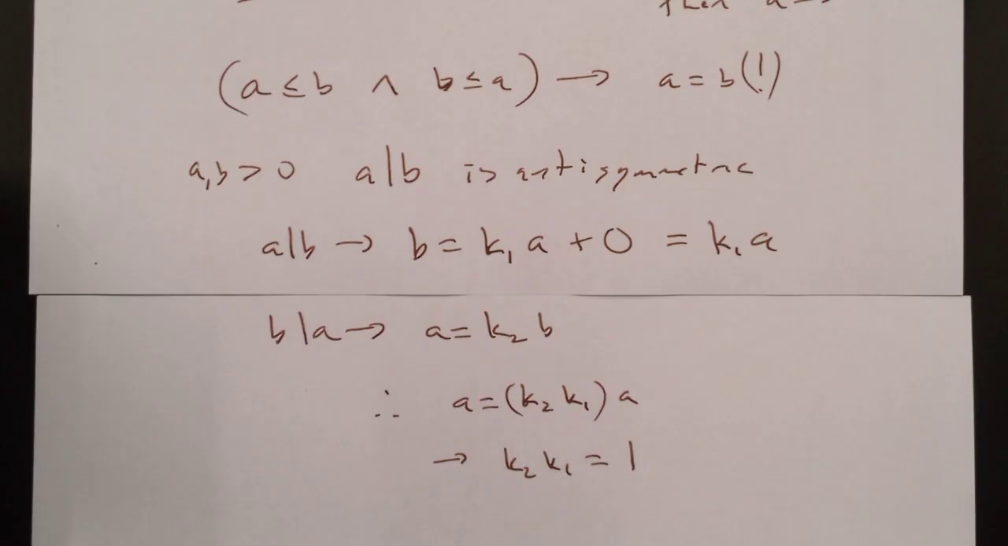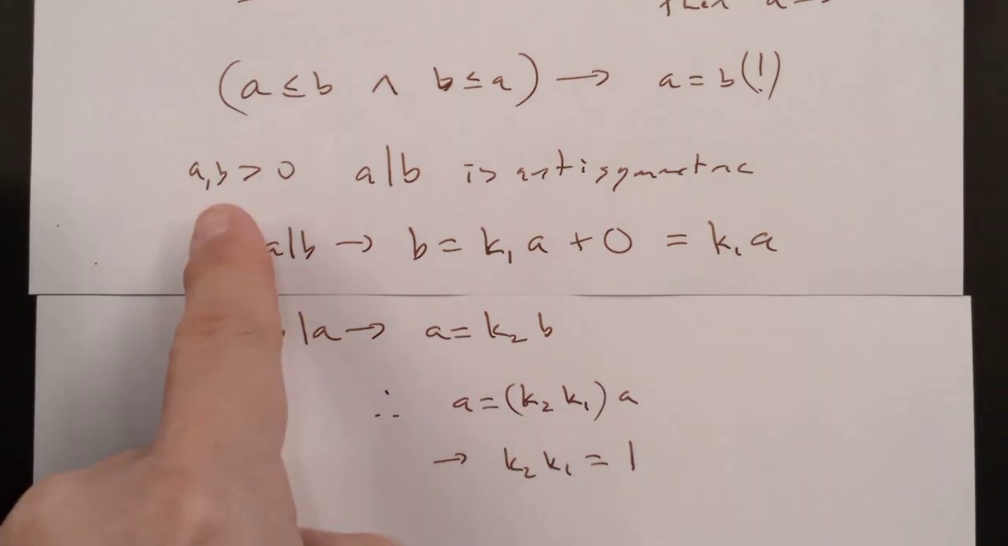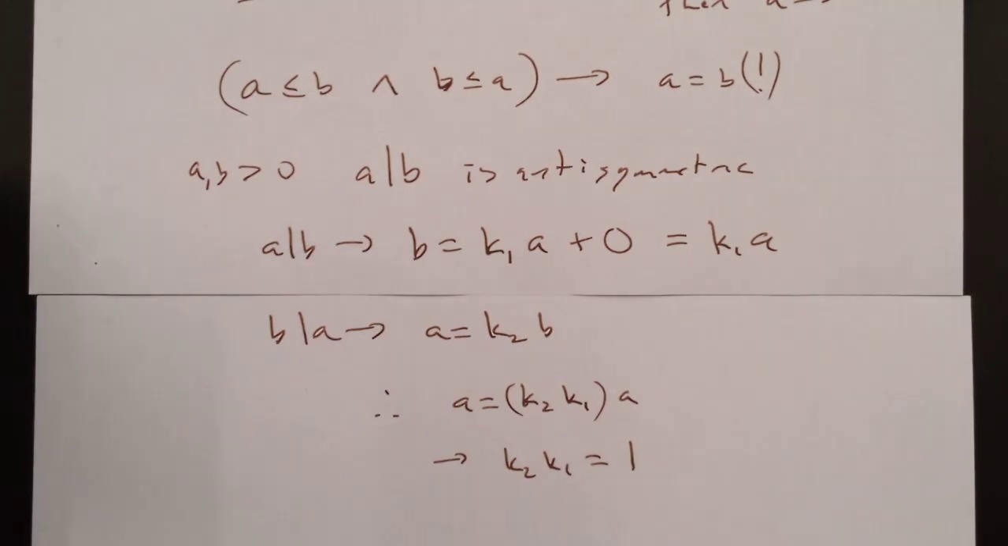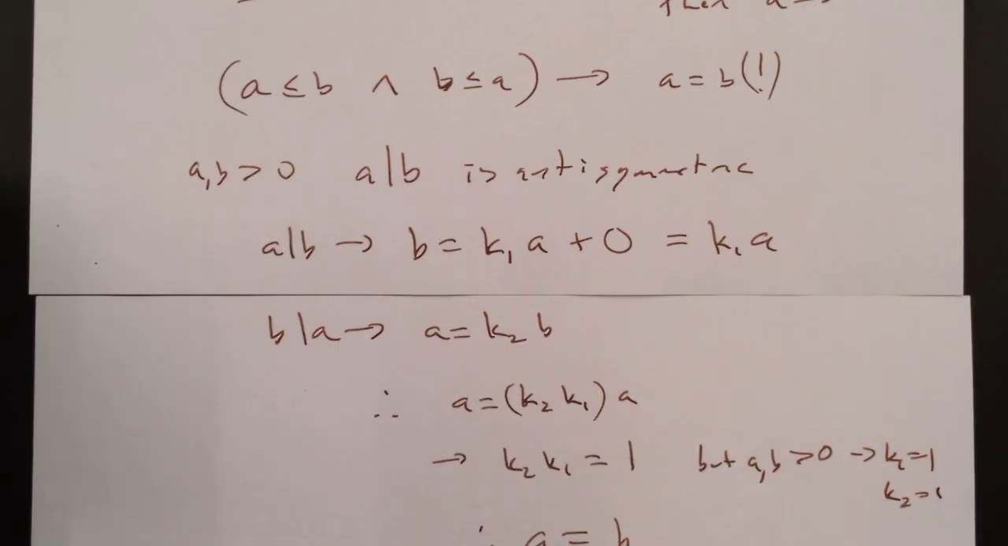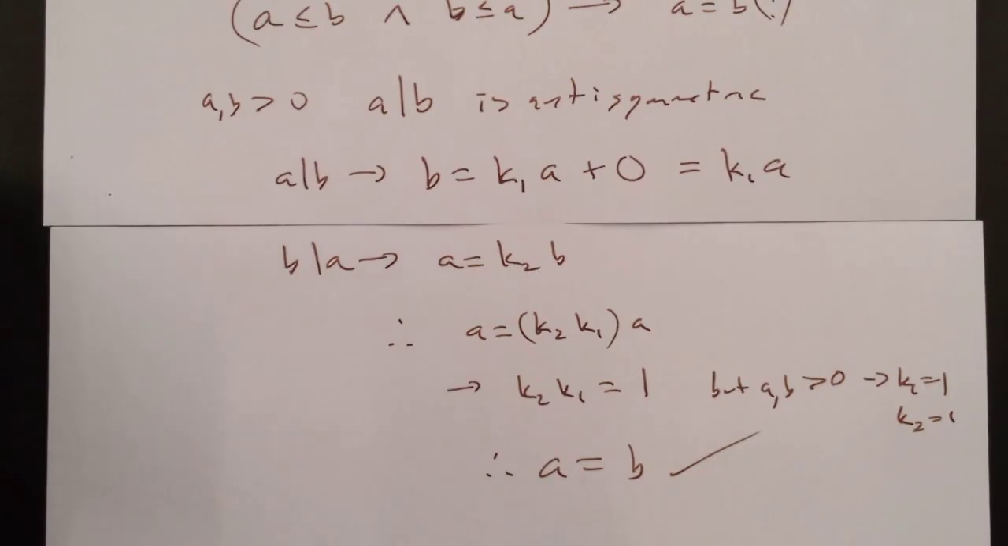The other possibility would be -1 and -1, right? But I said that A and B were both positive. And that means that A equals B. If you have two positive numbers that divide each other, the only way they can do that is to be the same number. Anti-symmetry is weird. I would have hoped it just meant not symmetric, but no. Stupid relation authors.